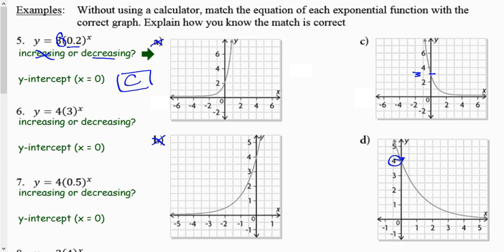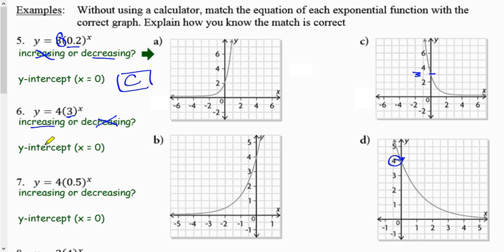Okay, let me erase some of the writing up here. Those I'll leave. Let's look at number 6. I look at my base. My base is 3. That's bigger than 1, so my graph is not decreasing. My graph is increasing. So I'm looking at either A or B.